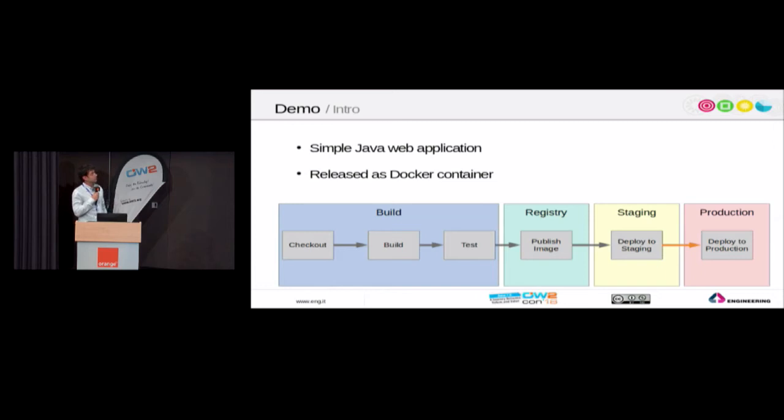This pipeline is composed of 4 stages. The build stage, where I will check out the source code, build the code using Maven and the script, and execute unit tests. This is the continuous integration part. After that, I will execute and publish the Docker image of my application, and I will deploy this image in the staging environment and production environment. You can imagine that these stages will execute in different environments.